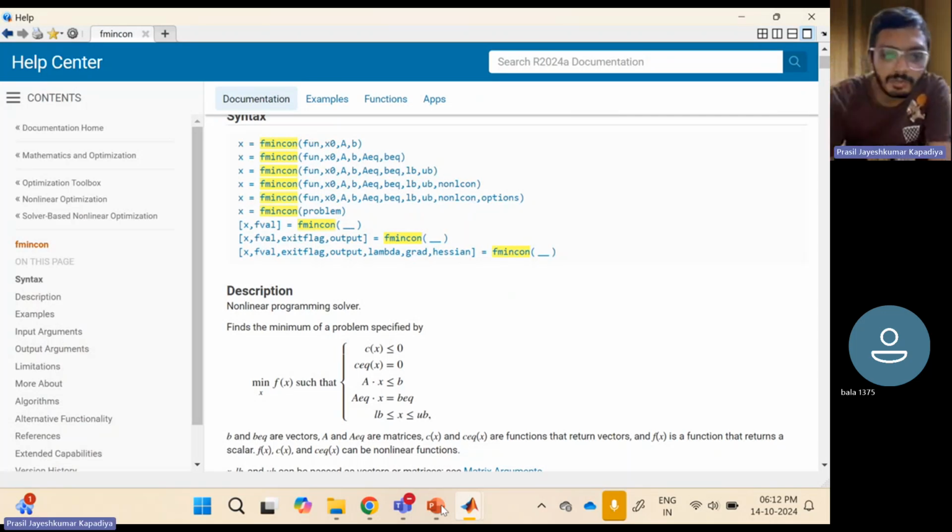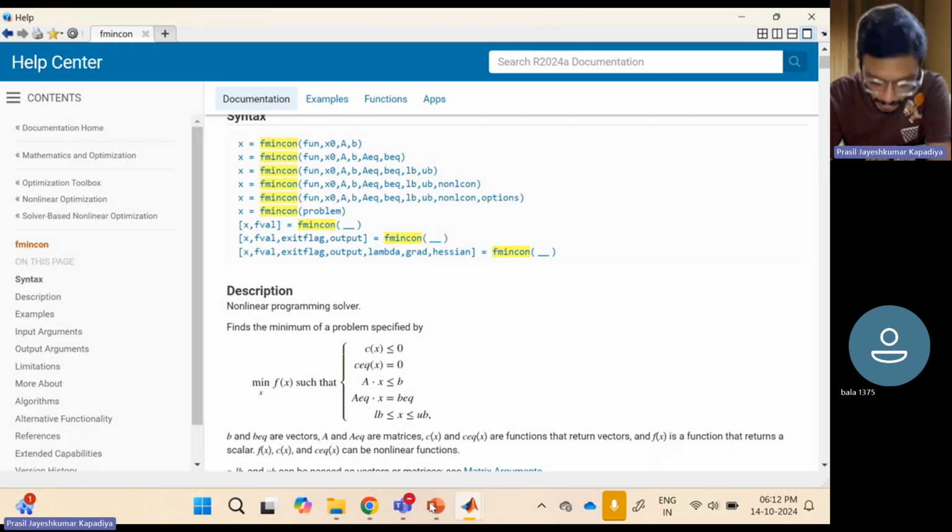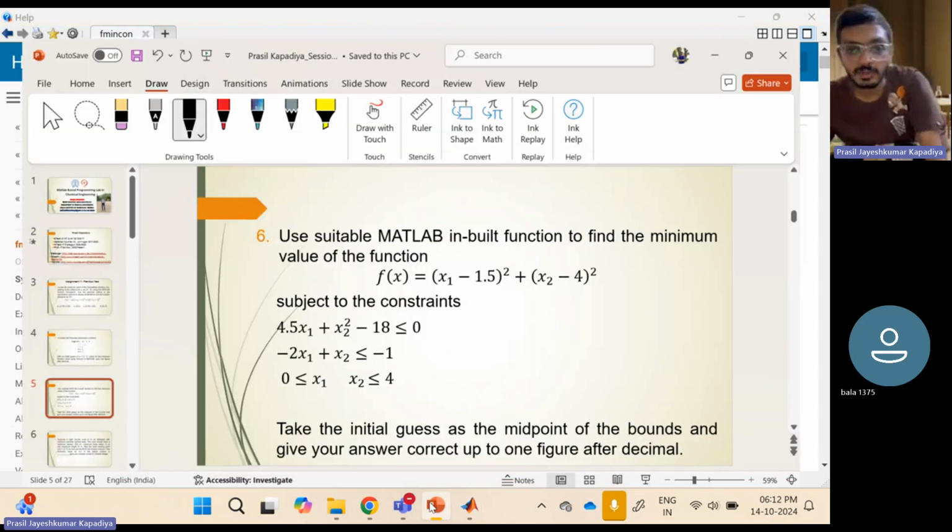So that is in terms of this less than or equal to b. So a and b are given here. Then 0 is less than or equal to x1 and x2 is less than or equal to 4. So we are given lower and upper bounds. Correct? So let's try to solve this.